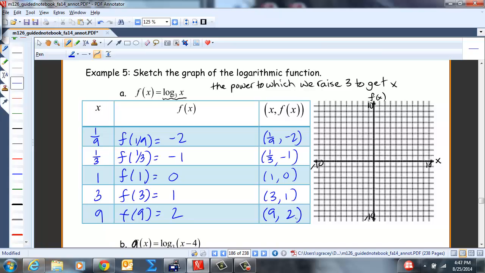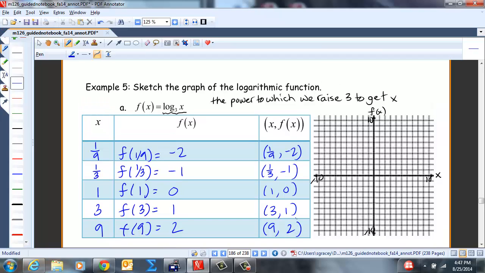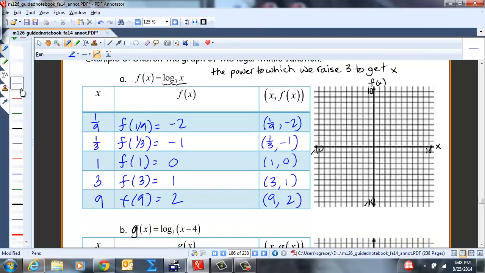Now, some people just don't see it like that. So what you could do is say y equals log base 3 at x if and only if, and you could switch it to exponential form. So you would have 3 to the y is equal to x. So then you'd be plugging in values for y, and you would get your values for x. So whichever way works for you to graph it, I'm good with. Okay? So here we go.